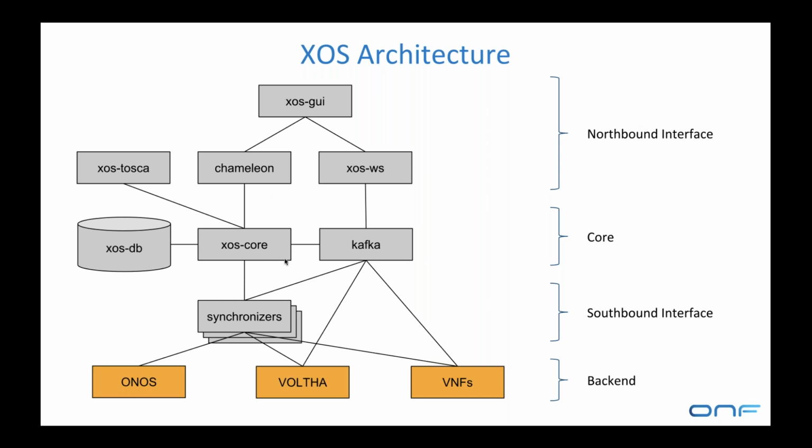The central layer is what we generally call the core. It has a data store that is a Postgres database for now. It has some logic in the core that contains all the models necessary for the functioning of the system, and the message bus. On the southbound, we have what we call the Synchronizer. We'll see more in detail.